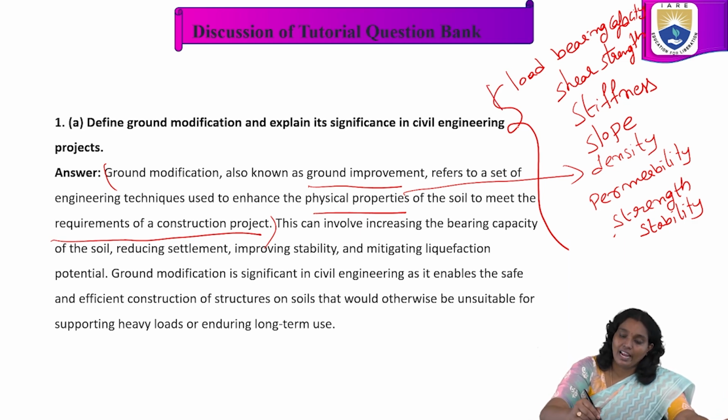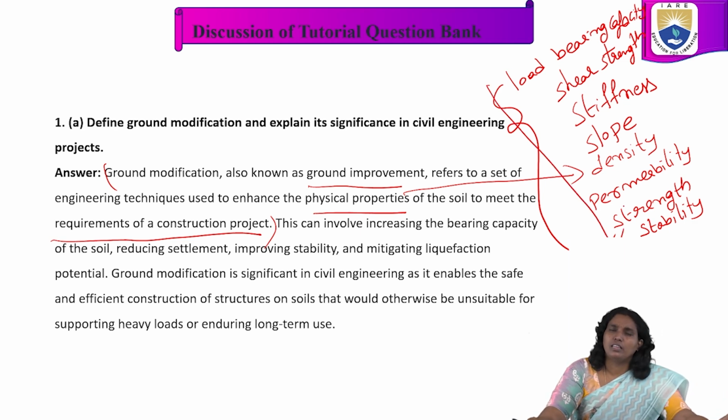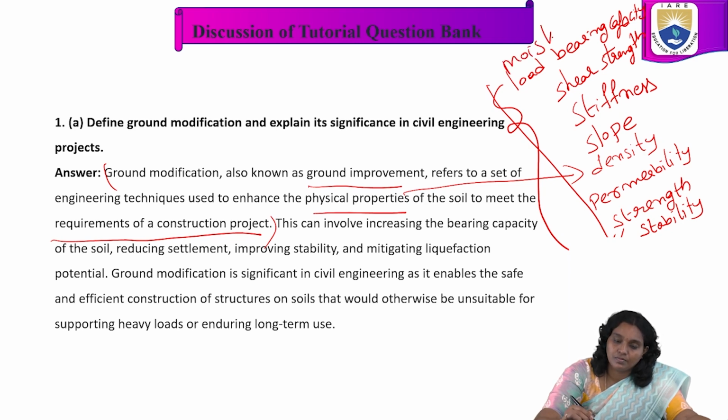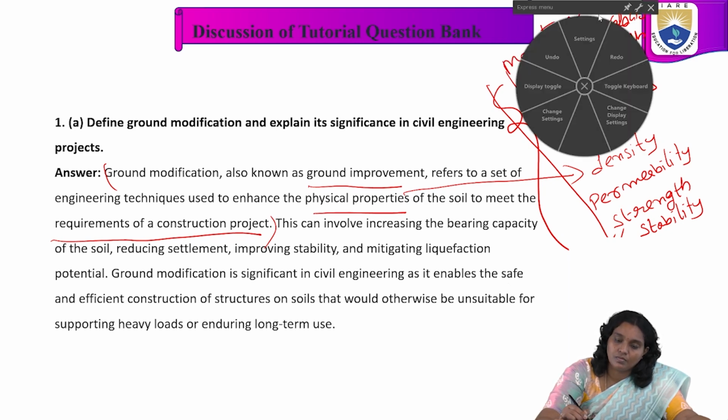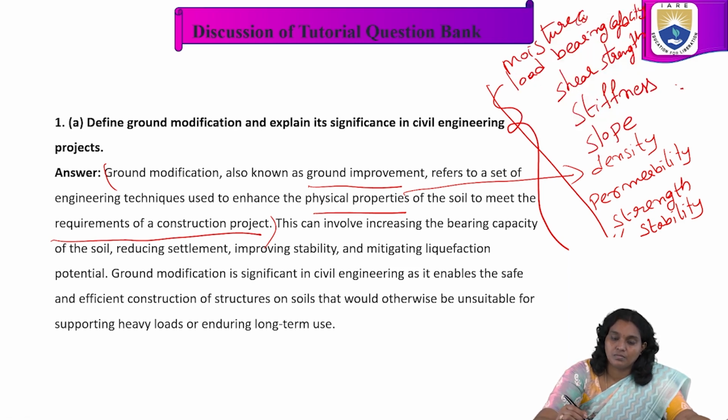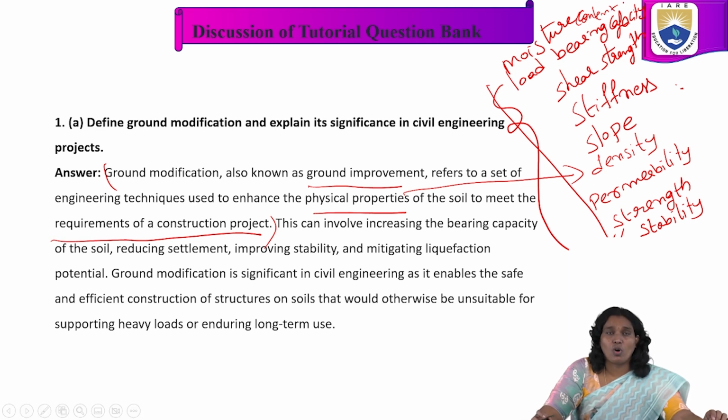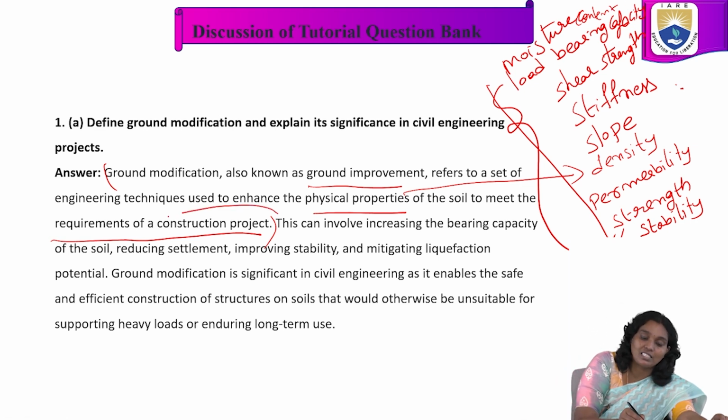So here we may write like this. A few are there: you may mention moisture content. These are all we may write. Like this we may write, of the soil to meet the required construction project.